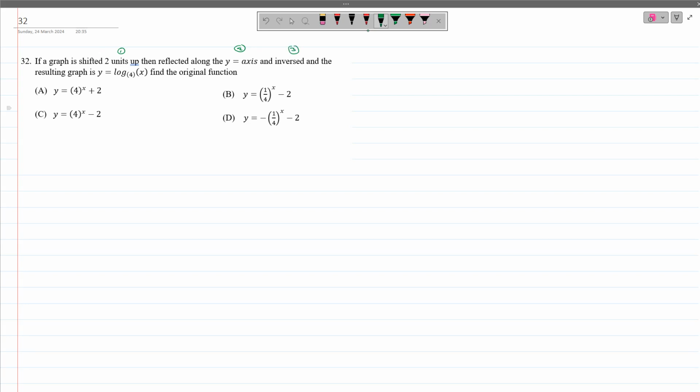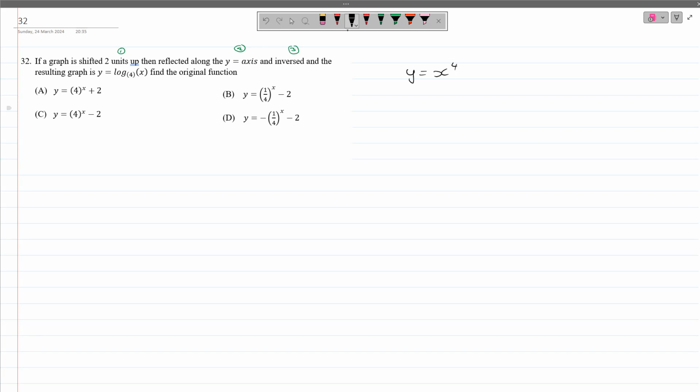If we want to get the original function, we have to do these steps in reverse again, making sure to undo whatever was done to that function. So starting off, the graph lastly was inversed. So to begin, we're going to inverse it again. If we do that, we're going to have x to the power 4 equals y, or rather you can write it as y equals x to the power 4.